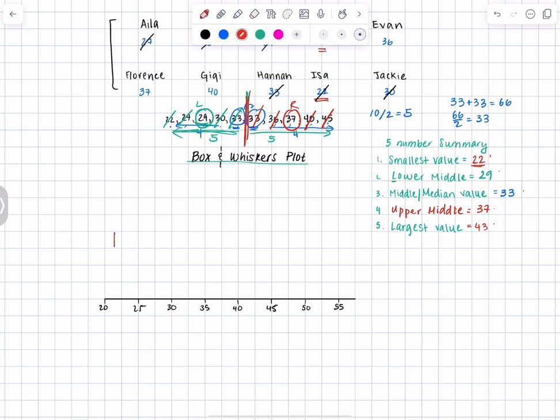So going on to our second value, which is 29. 29 is somewhere around here. So notice that they're in the same vertical line.